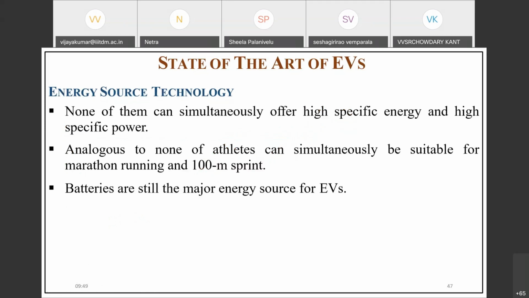So that's what we said. As one person, you cannot be a marathon runner and also perform in both marathon as well as sprint. So that's how we can classify the battery and ultra capacitors. Normally in EVs, the batteries are playing the major role.